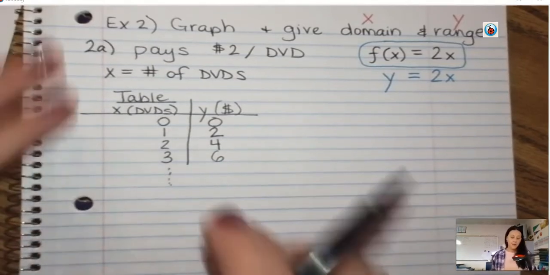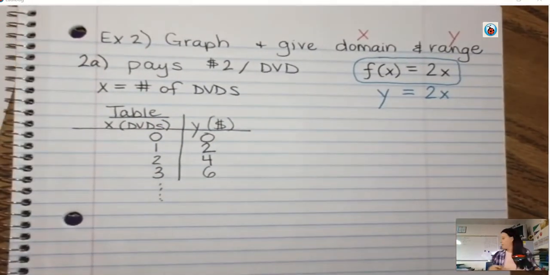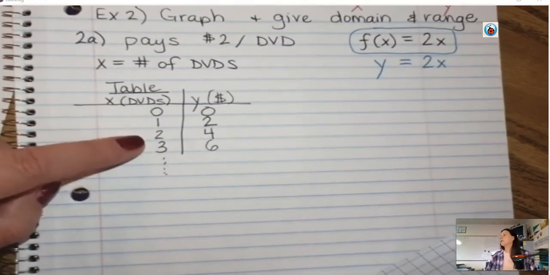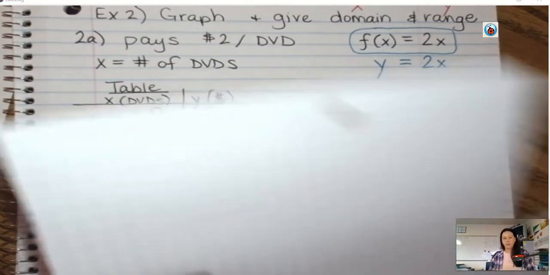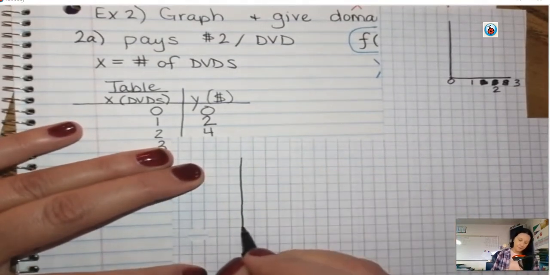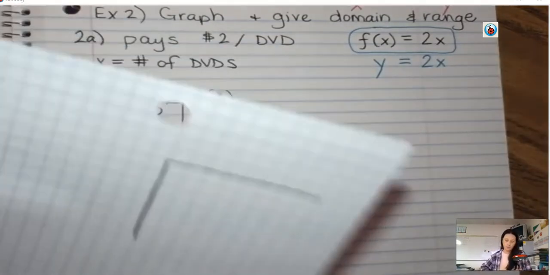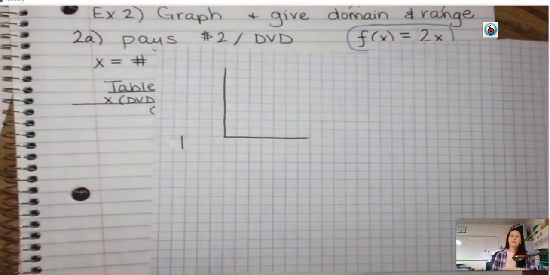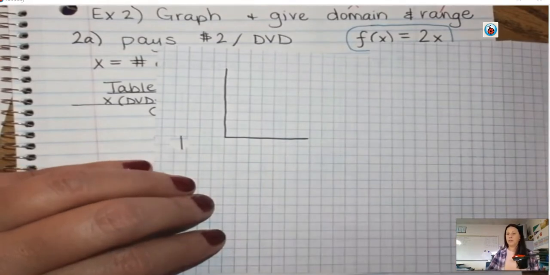We're going to graph this because the directions say graph and give the domain and range. So grab some graph paper. If you look at your x values, there's no negatives listed. So we don't need to use all quadrants. We can use just quadrant 1. I don't need the other 3 quadrants because I'm not going to have negative numbers. That doesn't make any sense.